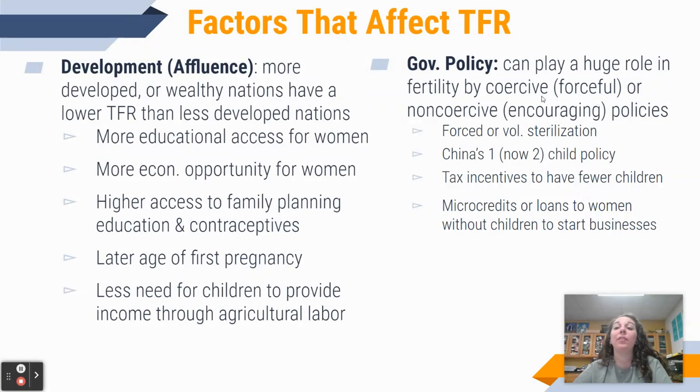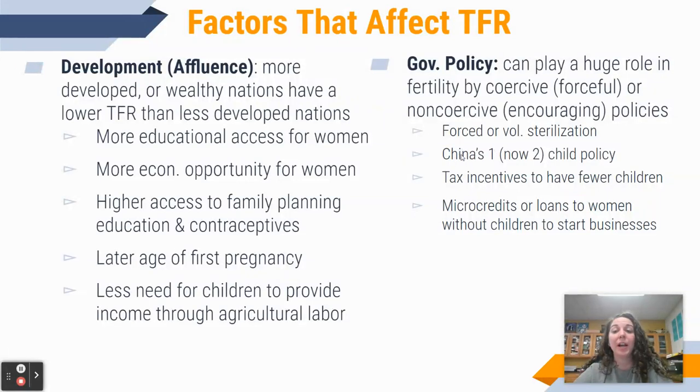The next one is government policy. Now, this can be either forceful, so coercive, or non-coercive, which would just be like encouraging people to not have as many children. So some examples there, some countries force sterilization, and then some have voluntary free sterilization. So that could be a tubal ligation for a woman or a vasectomy for a man.